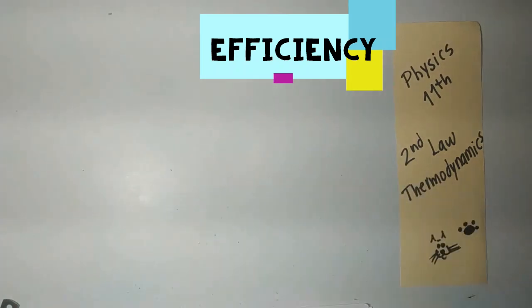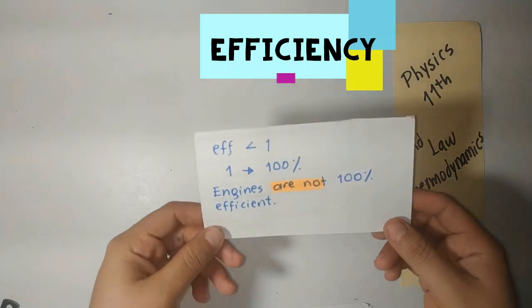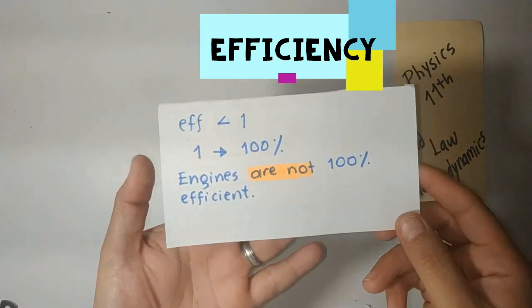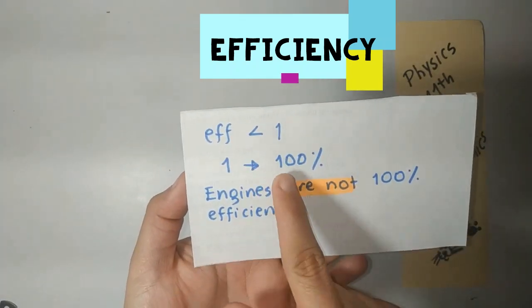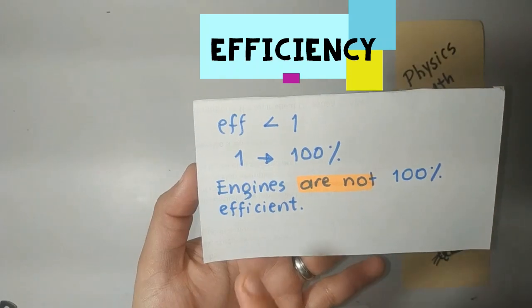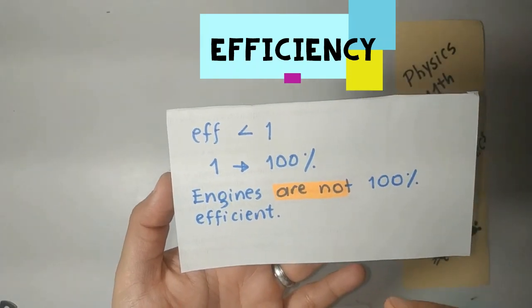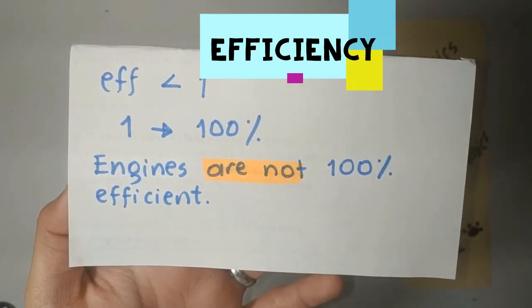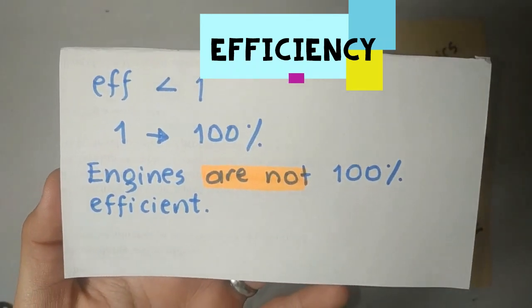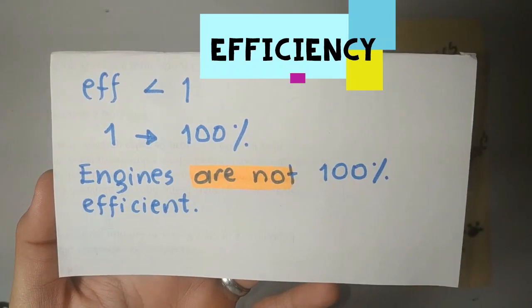Now, I want you to know that this efficiency will always be less than 1. Because 1 represents 100%, but real engines are not 100% efficient. So the idea of this is that we're going to know how efficient an engine is.